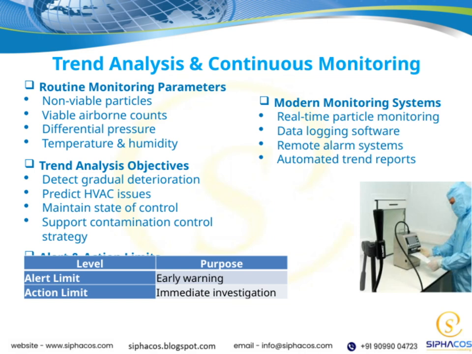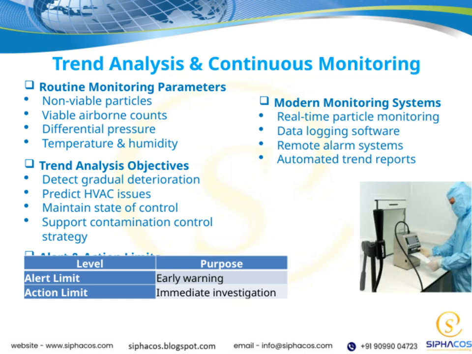Next, we rely on data logging software. This technology records all our monitoring data over time, giving us a valuable history to analyze trends and make informed decisions. Remote alarm systems are also crucial. They alert us instantly if any parameter exceeds safe limits, even if we're not physically on site. Additionally, automated trend reports compile our data into clear, actionable insights, making it easier to spot patterns or emerging problems.